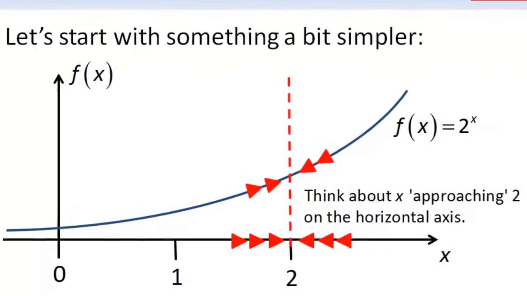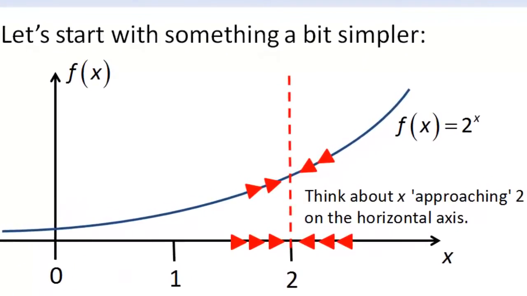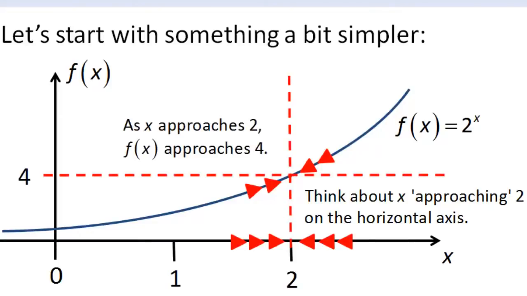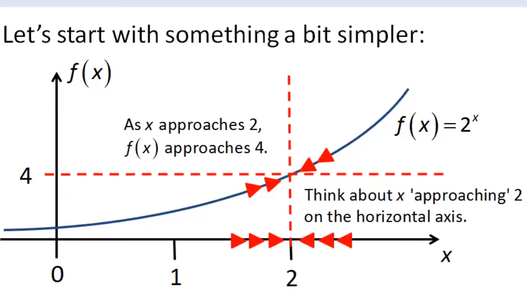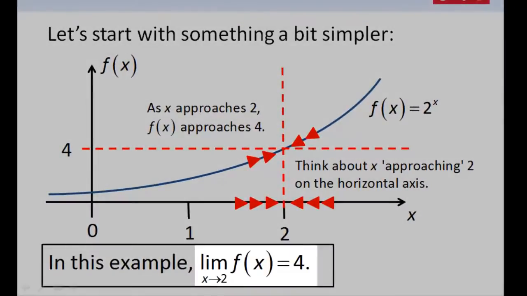So the question is, what happens to the function as x approaches 2? Well, obviously, since our function is 2 to the power x, which is a continuous function, so it doesn't have any gaps or jumps in it, the function approaches a value of 2 to the power 2, which is 4. And because the function f of x approaches 4 as x approaches 2, we say that this limit as x approaches 2 is equal to 4.